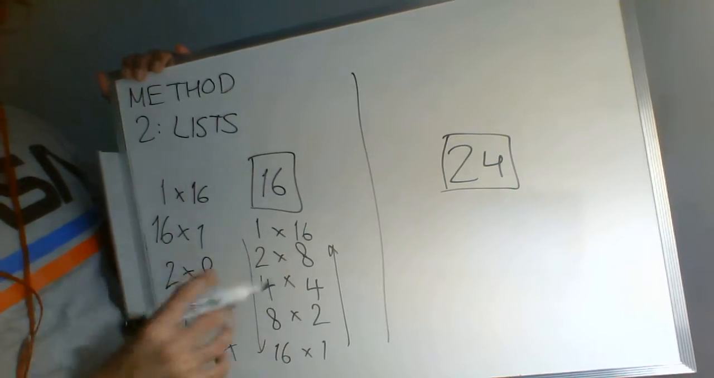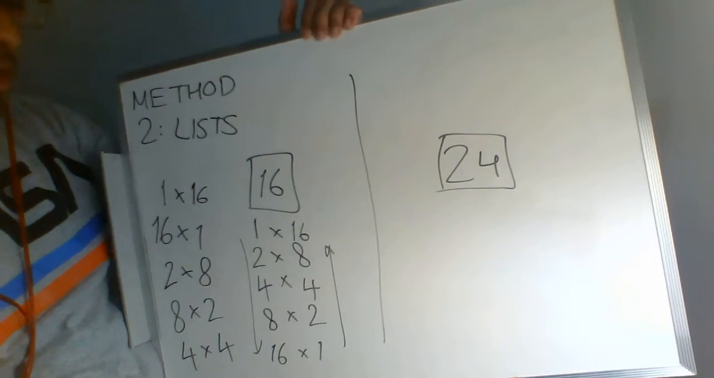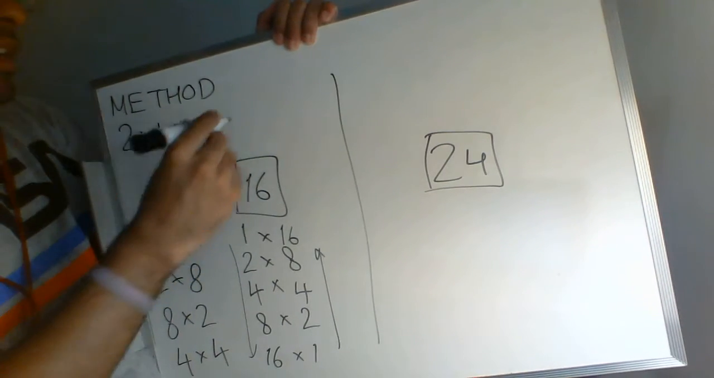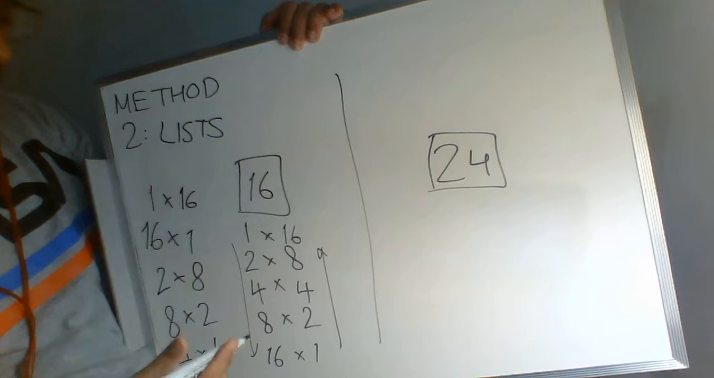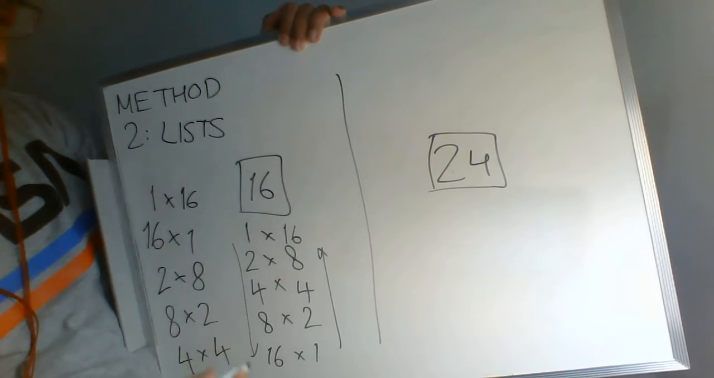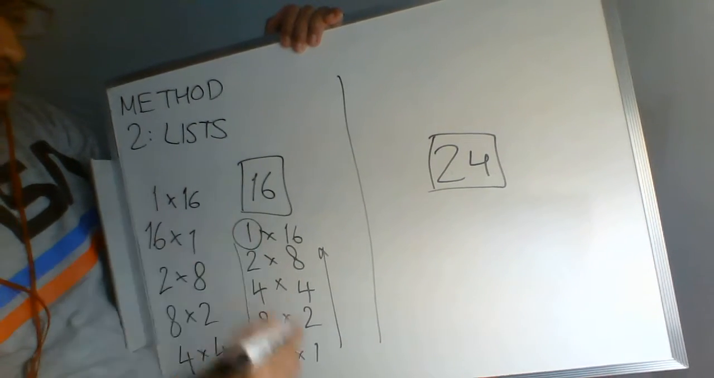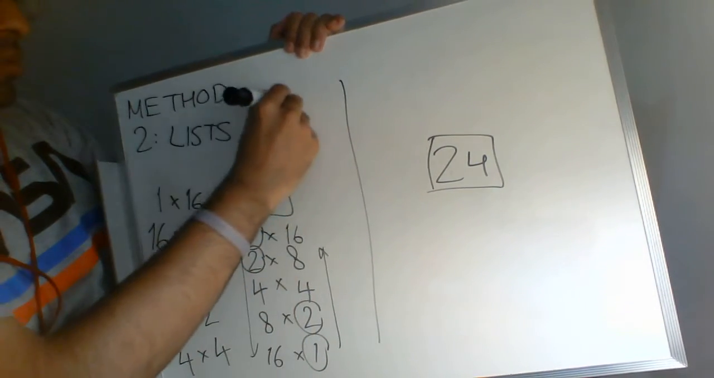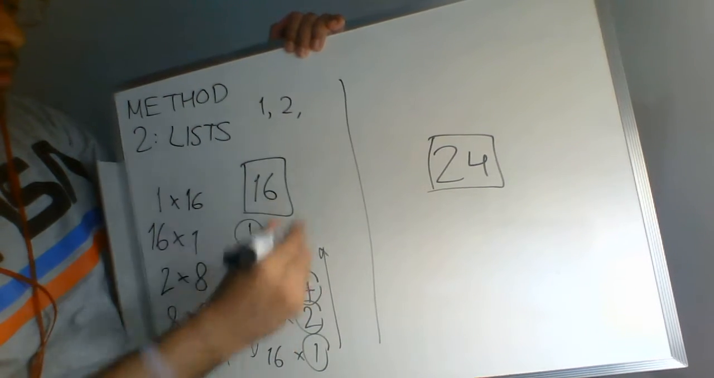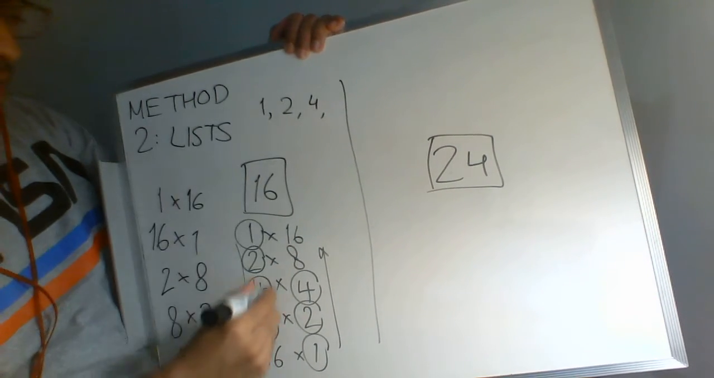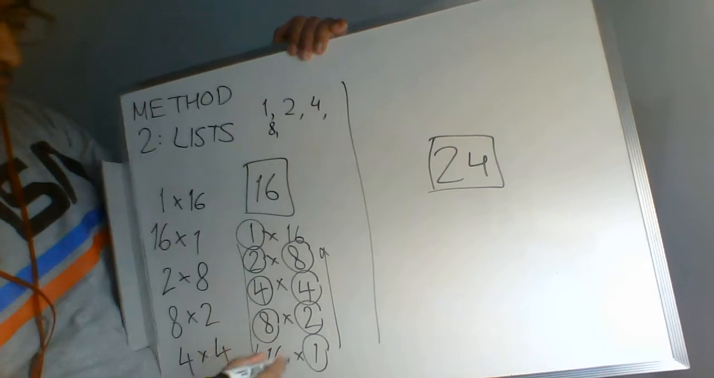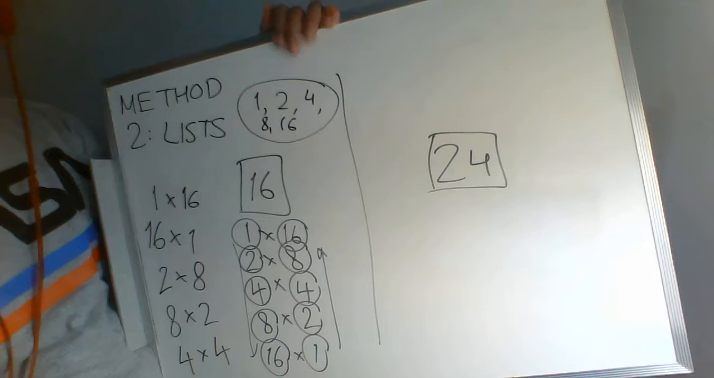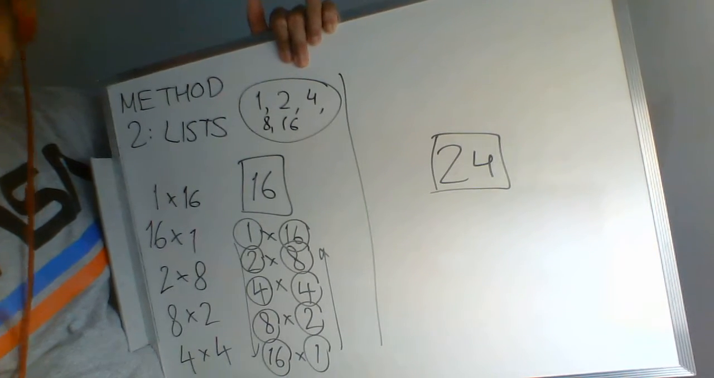Your last step, once you've listed all of these possible products which you can multiply together to get that 16, is you're just going to list the factors that you see here. So however many different numbers you see, you're just going to write those down. We have a 1, so we'll put a 1. We have a 2, so we'll put a 2. We've got a 4. We've got an 8. And we've got 16 itself. These are, up here, the factors of 16.